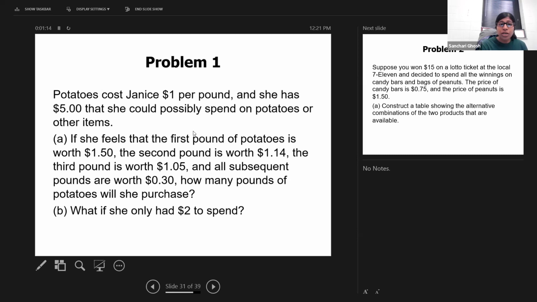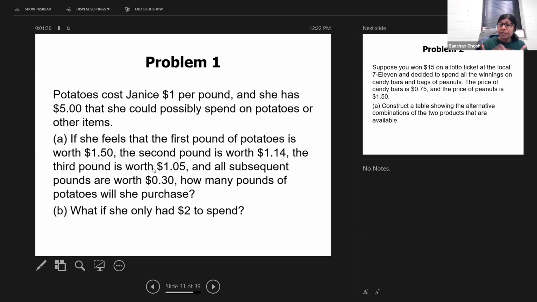So potatoes cost Janice $1 per pound and she has $5. So that's her budget. The first pound of potatoes is worth $1.50. The second pound is worth $1.14, and the third pound is worth $1.05. And all the subsequent ones are worth just 30 cents.